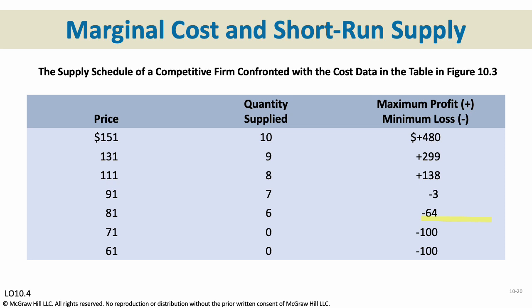The reason being, if the price went under $81, if it went to 71 or 61, no matter how much we make, we're going to lose more than simply shutting the factory and eating our fixed cost of $100. So there are situations where you would shut down, because sometimes eating your fixed cost is better than any possible amount you can make, because any other amount you make, you're going to lose more. Companies operate rationally. They're going to minimize losses. They are not going to operate if they're going to lose more than by being shut down.